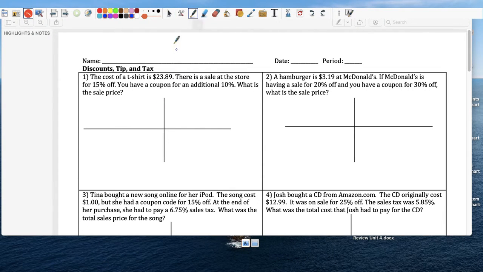So here we have a T-shirt, $23.89. We have two discounts. Here's the price of our T-shirt at the first discount. If they take the first discount, it's from 100%. They take 15 off. I'm going to be responsible for 85% or 0.85, right?